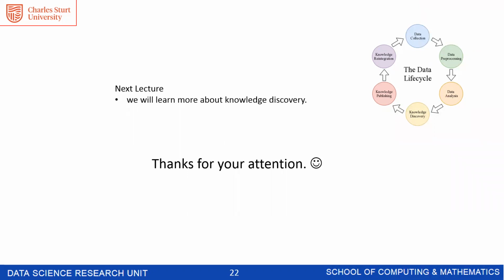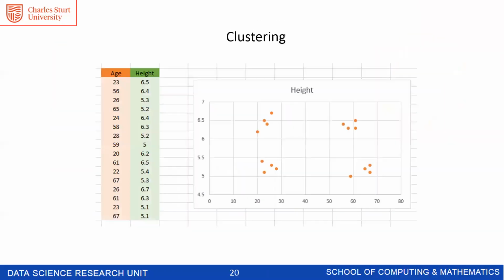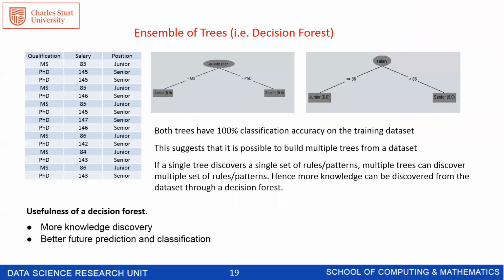Okay, and the final question for the night comes from David. He's talking about the tree where you have the junior and senior according to salary. He was noting that there's a gap between 86 and 143 in salary, and wondering whether there needs to be an additional branch or whether that is just a function of its classification. Okay, good question, David.